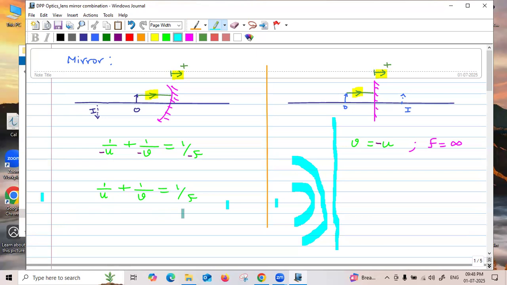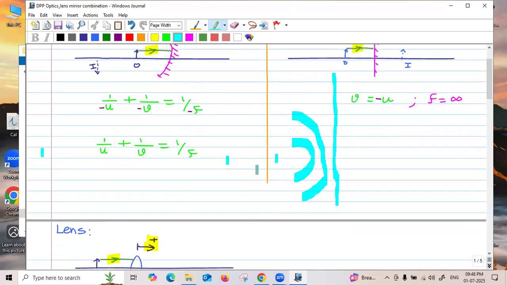So in this concave mirror formula, if you put f equal to infinity, you should get this one. So you put f equal to infinity, this term is 0. So take u on the right side and take the reciprocal, and you get v equal to minus u. So this is another way of getting this formula, v equal to minus u for a plane mirror. So this is the basics of mirrors.